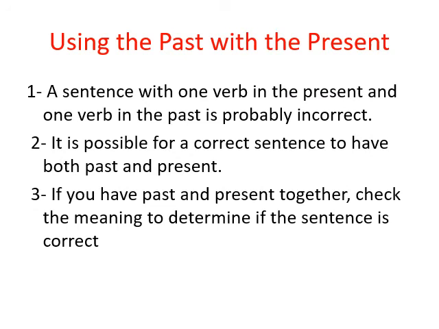So when we're talking about using the past with the present, we watch out for these things. A sentence with one verb in the present and one verb in the past is probably incorrect. Probably. Most of the time, it's an incorrect sentence. It's possible for a correct sentence to have both past and present. If you have past and present together, check the meaning to determine if the sentence is correct.